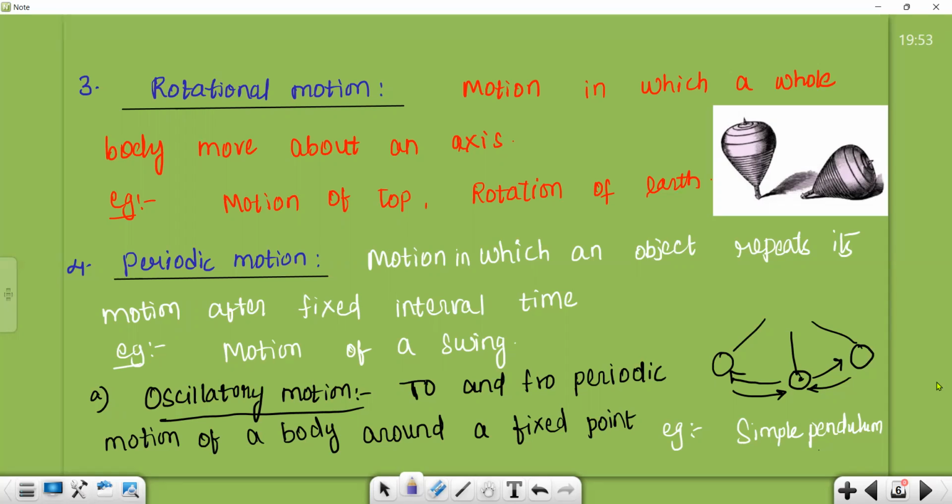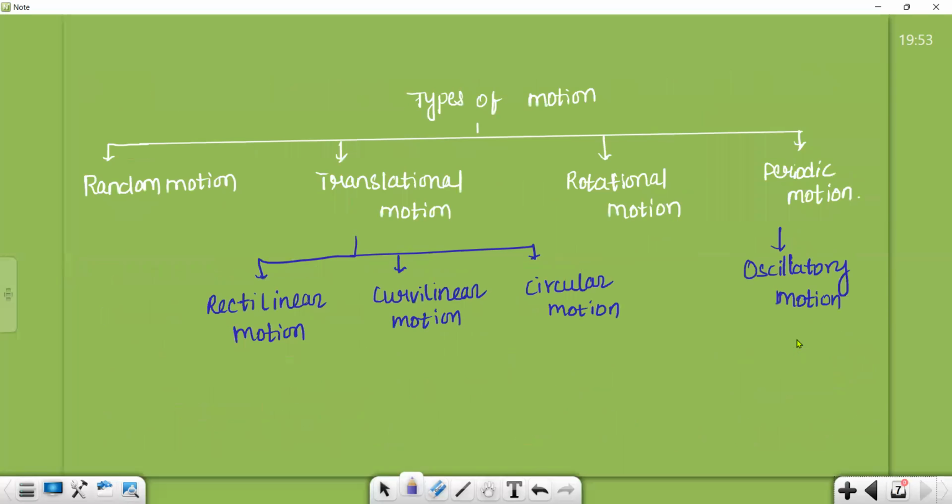This we have discussed. Next, coming to periodic motion. In periodic motion, we see mainly to and fro motion, where the object repeats at a particular time interval, like the motion of a swing or a simple pendulum. The motion of a simple pendulum is generally called oscillatory motion, and whatever such motion it is doing is called oscillation. Clear? And at last, we have seen whatever motions we have discussed.